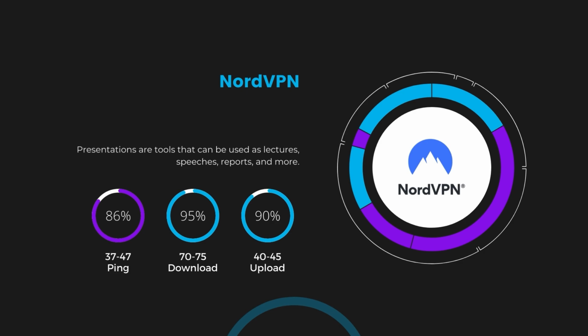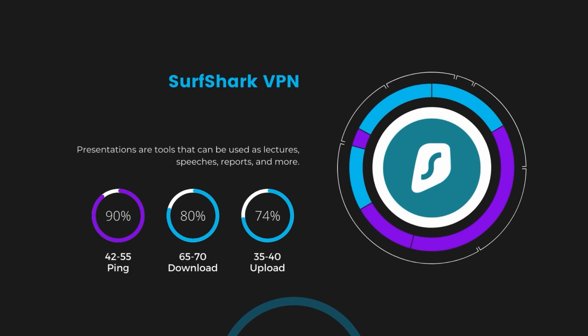interruption. Next in line is Surfshark, which exhibited a more considerable effect on ping, maintaining it within the 42 to 55 milliseconds range. Surfshark stands out for its negligible reduction in download and upload speeds, which are at 65 to 70 megabits per second and 35 to 40 megabits per second. This makes Surfshark a strong option, particularly with its offer of unlimited simultaneous connections.